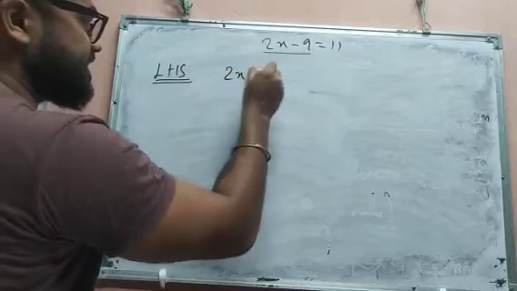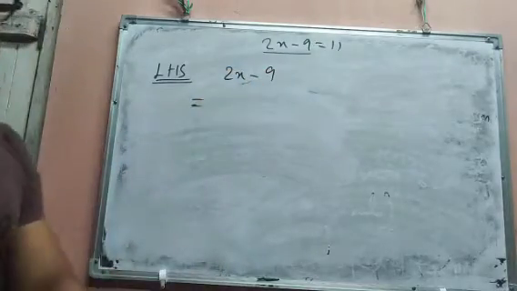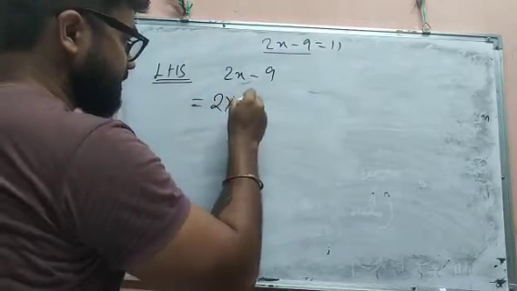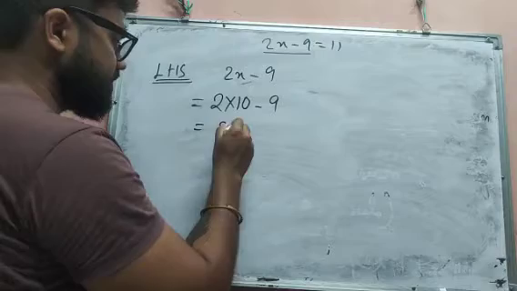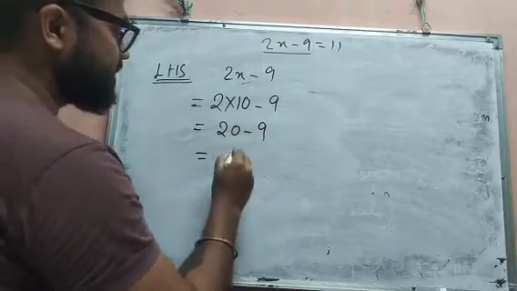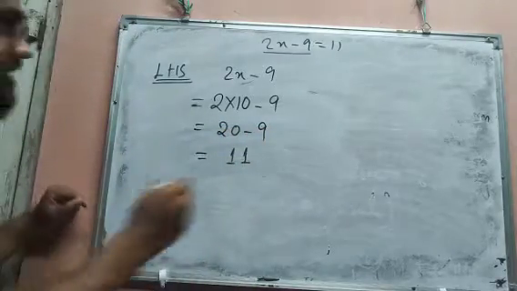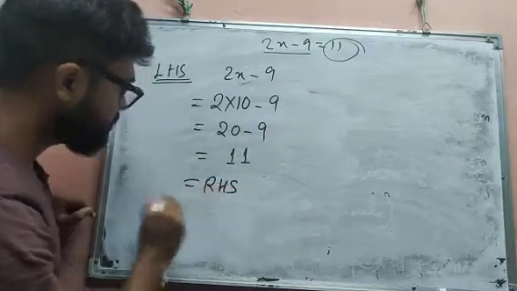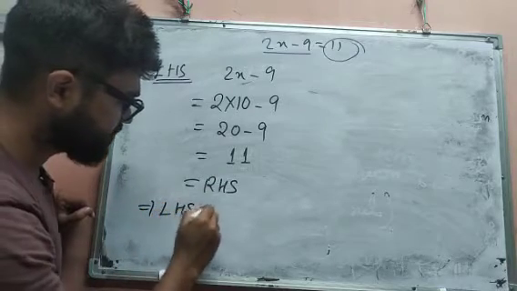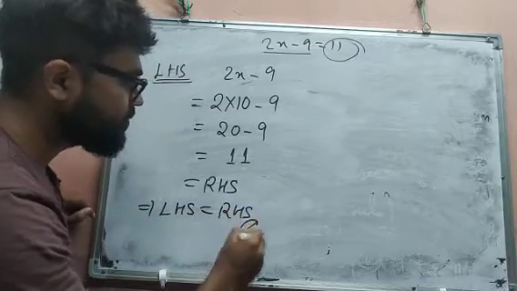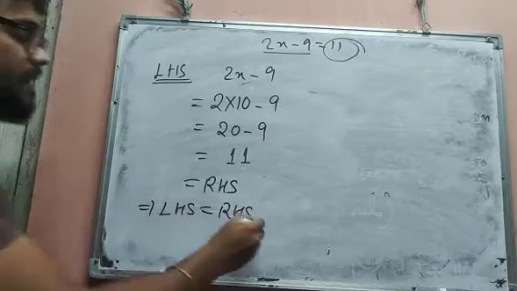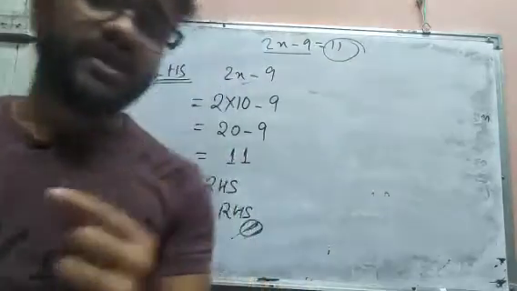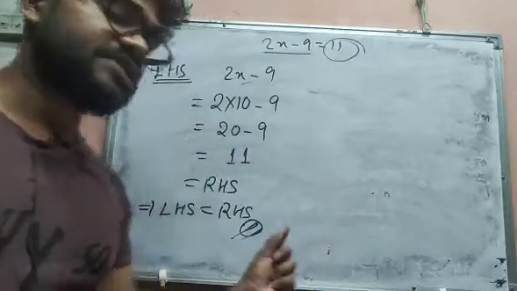Okay, write the left hand side, 2x minus 9. Now we got the x value 10. So in place of x write 10: 2 times 10 minus 9, or 20 minus 9, equal to 11. This 11 is equal to the right hand side. So you can say the left hand side is equal to the right hand side. So we got the x value 10, and this is correct. Our answer is correct.